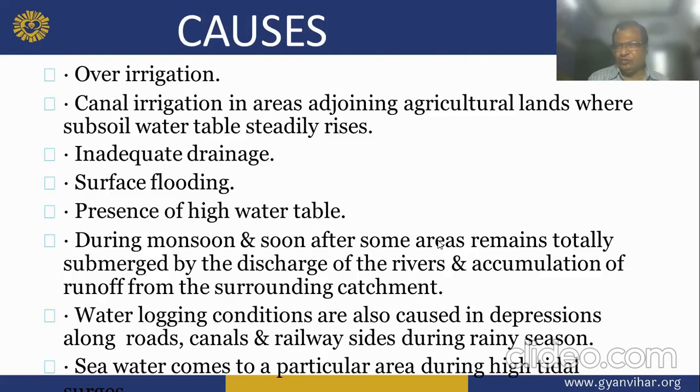During monsoon and soon after, some areas remain totally submerged by the discharge of the river and accumulated runoff from the surrounding catchment. Waterlogging conditions are also caused in depressions along roads, canals, railways and sites during the rainy season. Water also comes to a particular area during high tide.